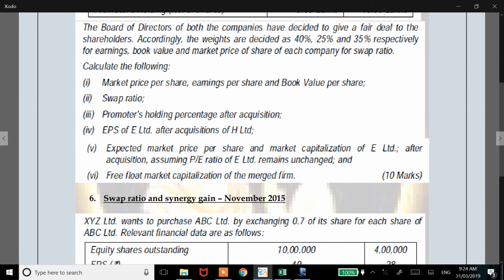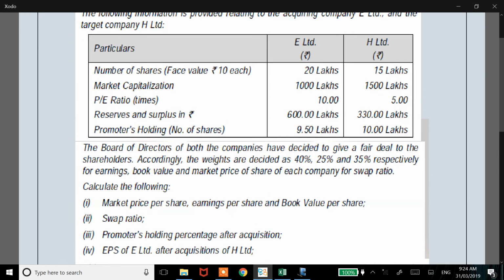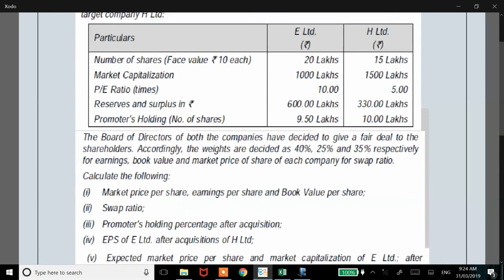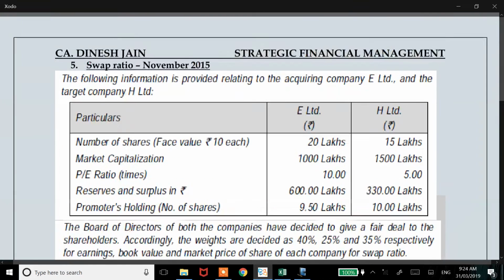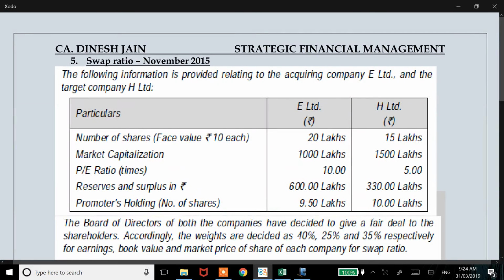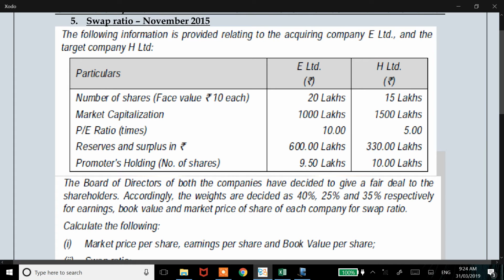Okay, let's continue with mergers and acquisitions. I'll move to question 5, where we learn something called weighted average swap ratio. Go through question 5.